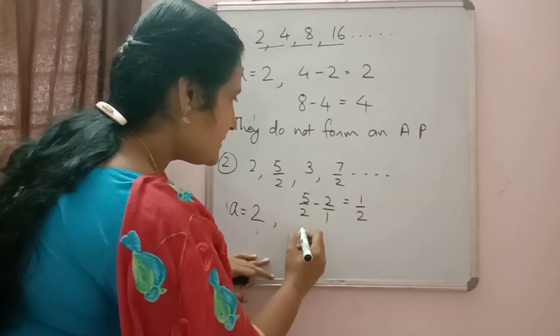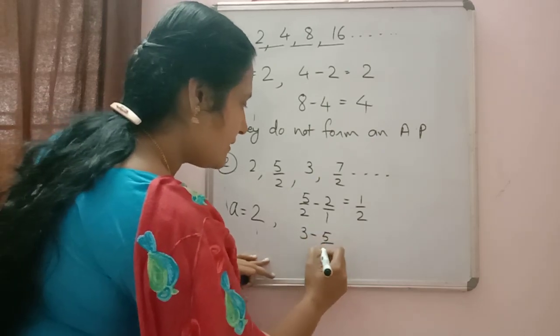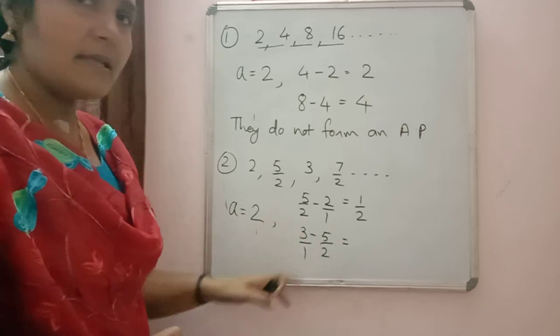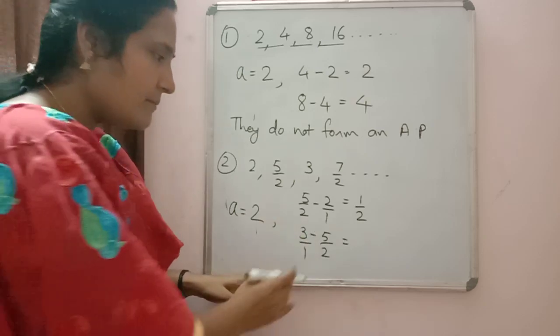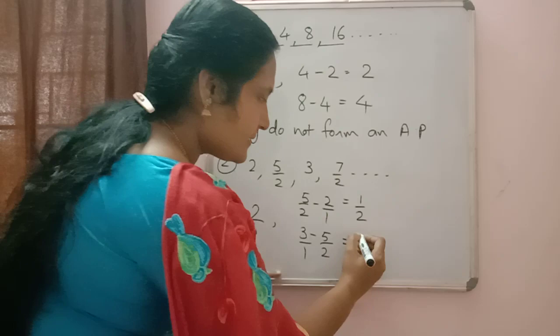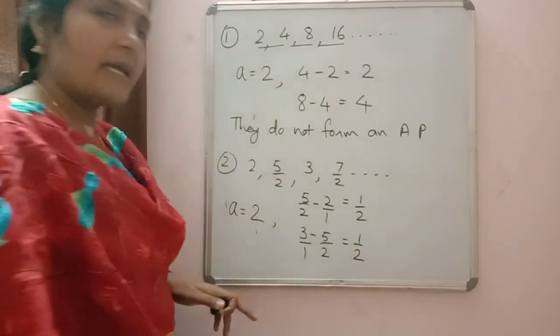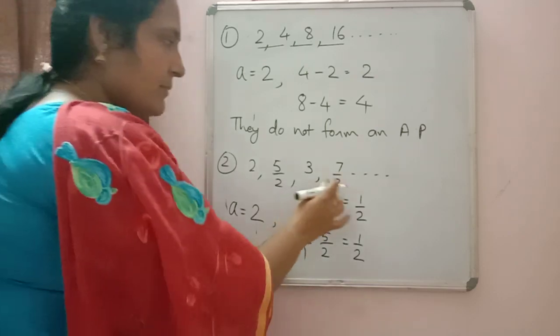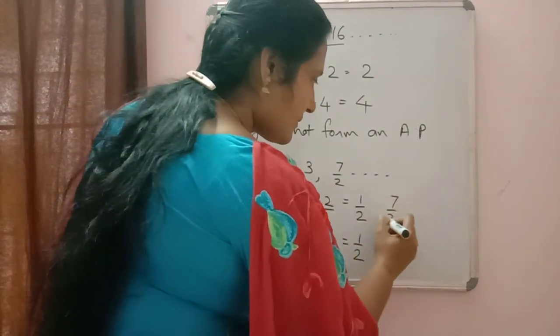If these differences come out the same, then we will say they are in AP. Now next is third term minus second term: 3 by 2 minus 5 by 2. Again doing the cross multiplication, what will come? 3 2s are 6, minus 5 by 2. So again we are getting 1 by 2. Now next, 7 by 2 minus 3.